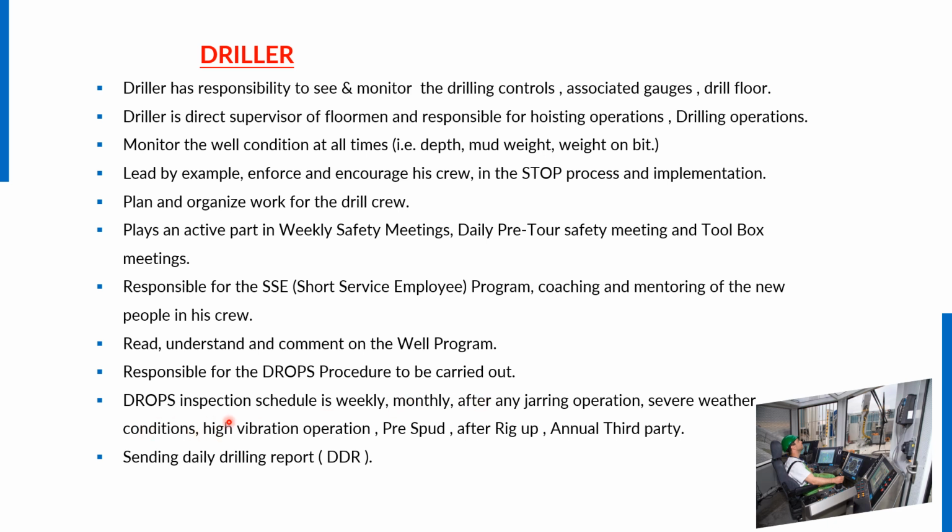The DROPS inspection schedule is weekly, monthly, after any jarring operation, severe weather condition, high vibration operation, pre-spud after rig up, and annual third party. This monthly inspection of dropped objects will be done by the rig crew, and his name and signature will be on the inspection checklist, and it will be verified or reviewed by a senior person, for example the tool pusher or the rig manager. But the annual drop inspection will be done by the third party. Sending the daily drilling report, in short DDR, to the rig manager or the client company man.